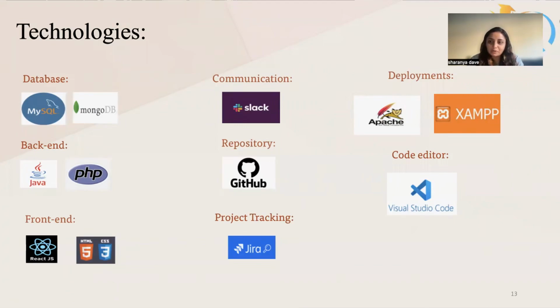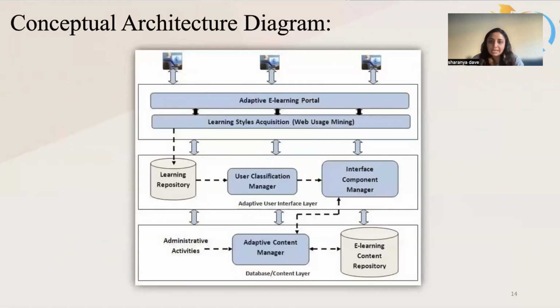For communication, we are going to use Slack channel. For repository, we are going to use GitHub. For project tracking, it's Jira. The deployments of the project we are going to do in Apache and XAMPP, and the code editor is Visual Studio Code. Next up is the conceptual architecture diagram.